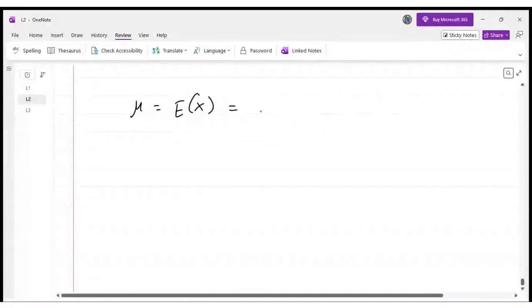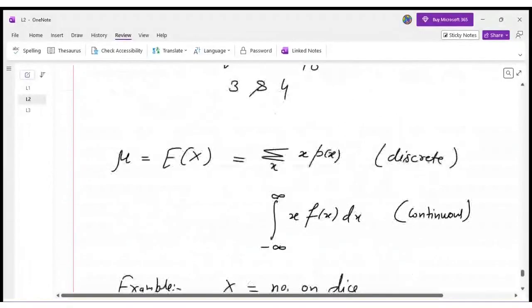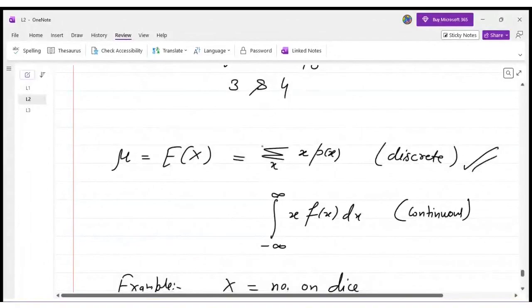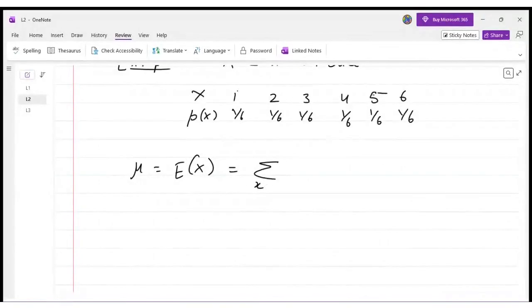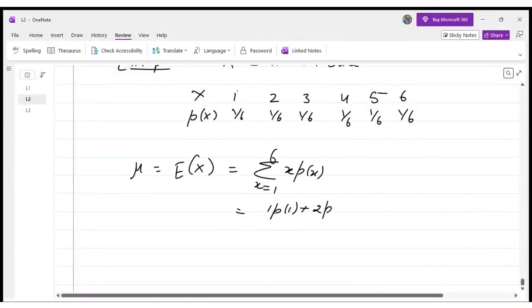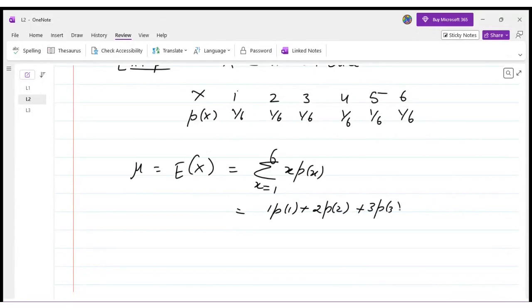So because it is discrete distribution, we will apply the first formula, sum of x into p(x), the sum for all values of x. Now what are the values of x? Values of x are from 1 to 6, of x into p(x). Okay. So now put the values. First you put 1 into p1, and put 2 into p2, then put 3 into p3 up to 6 into p6.